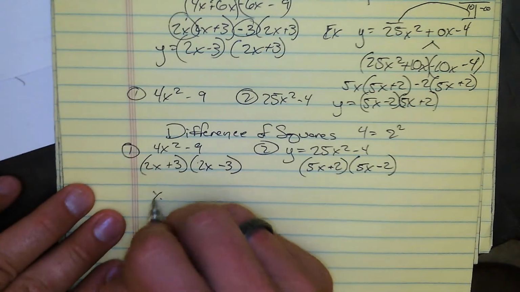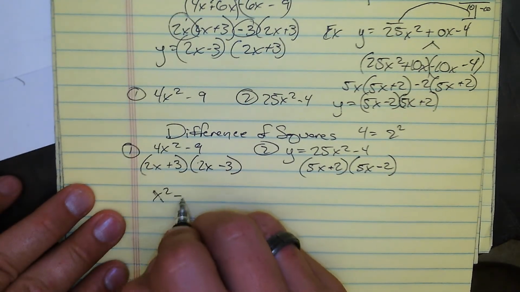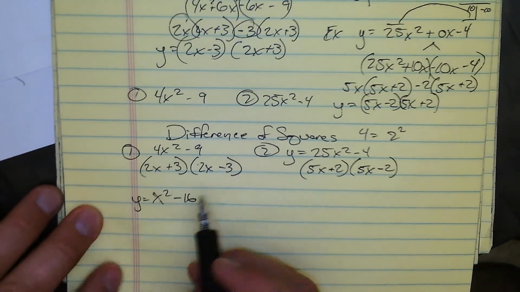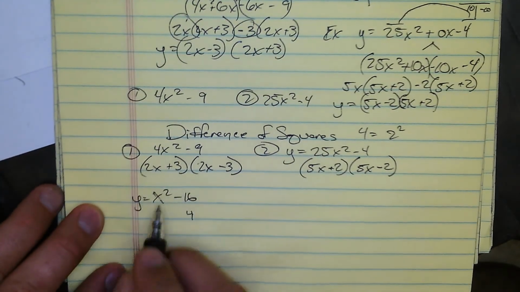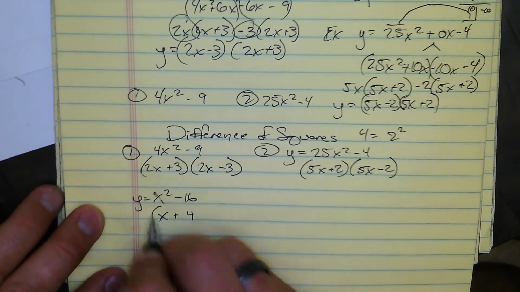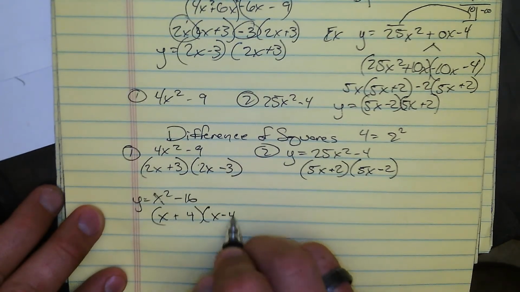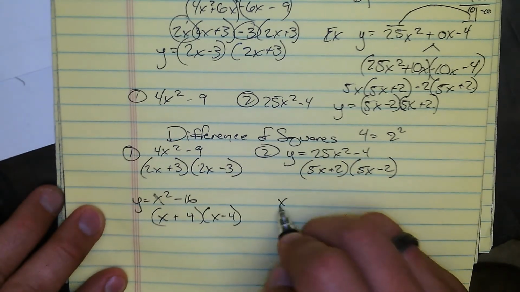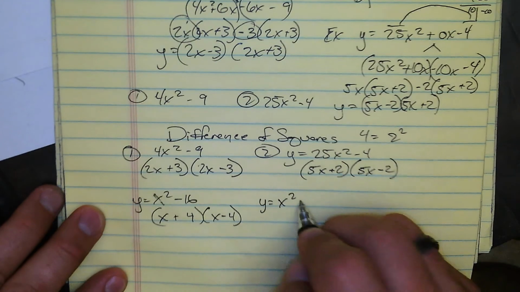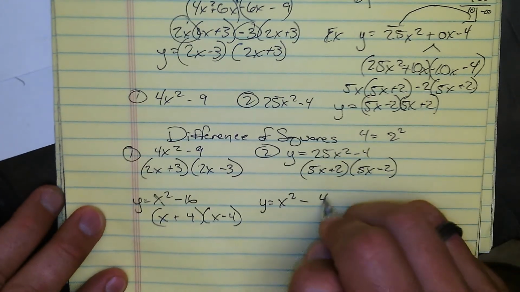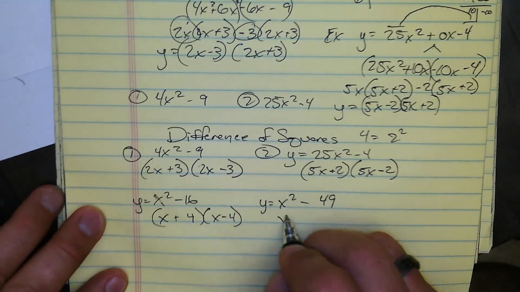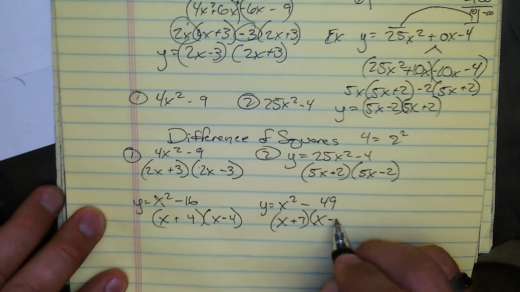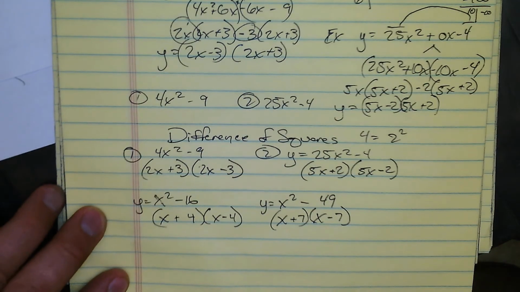Another example is x squared minus 16. Again, square root of 16 is 4. Square root of x squared is just x. So our answer will be x plus 4 times x minus 4. Another example, y equals x squared minus 49. Square root of x squared is x. Square root of 49 is 7. And then we need the negative version as well. It's a difference of squares.